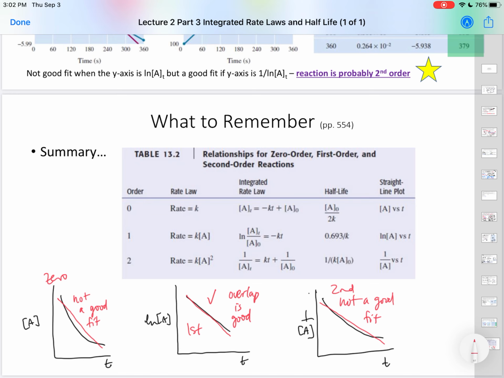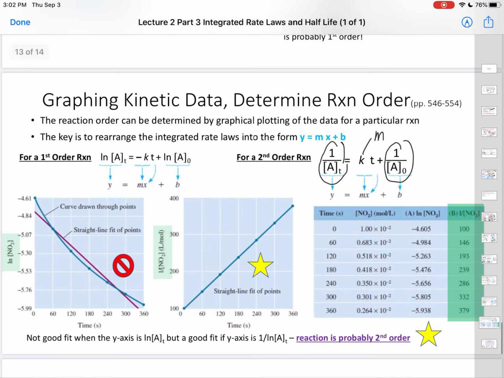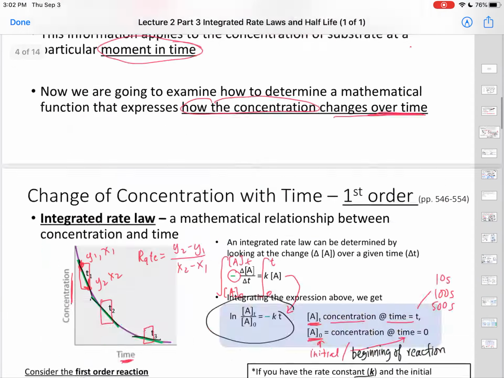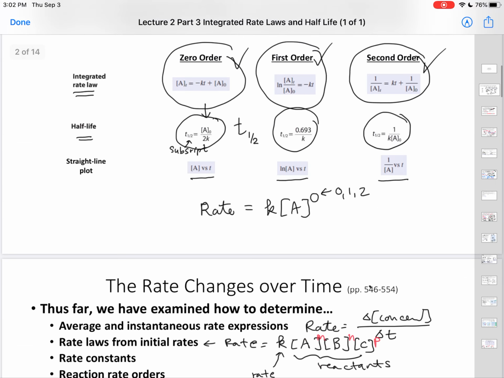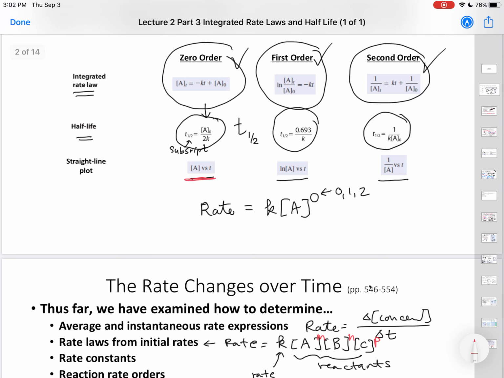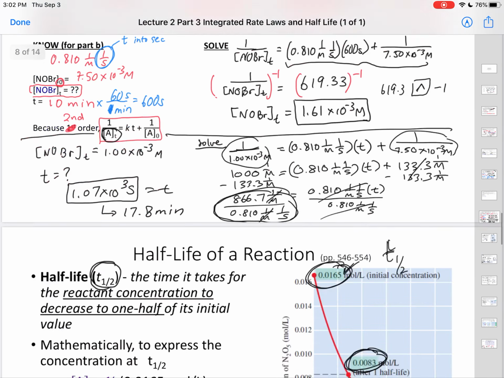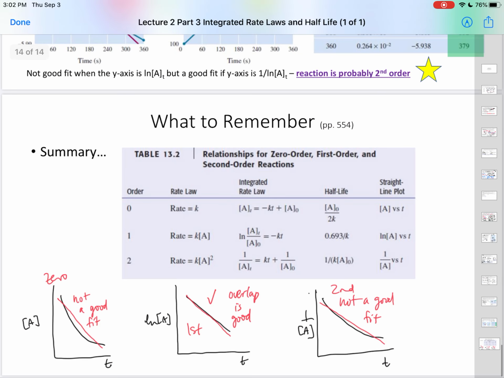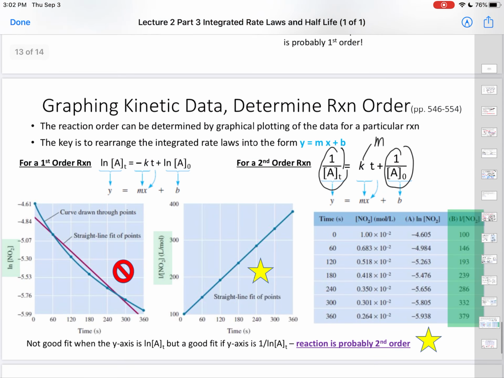And so that's really what we mean when we say, at the very, very beginning, we had these 3 things. We said zero order is A versus t, first order is ln of A versus t, and second order is 1 over A versus t. So because of that, based on the order, we should be able to figure out what M, N, and P are.